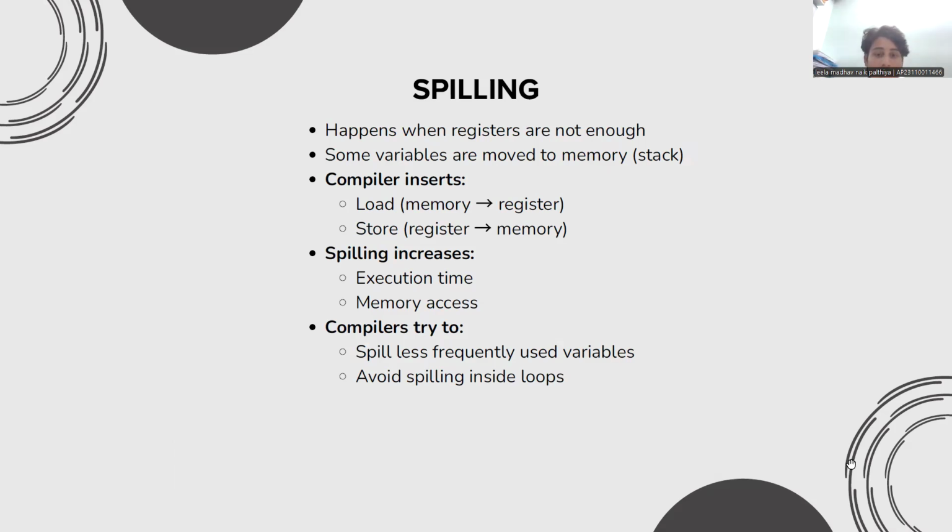When registers are not enough, spilling occurs. So variables are moved to memory. This requires extra load and store operations, which slow down execution. So compilers try to minimize spilling.